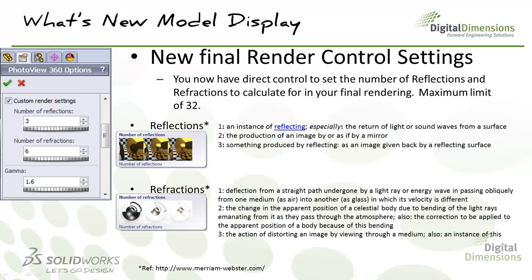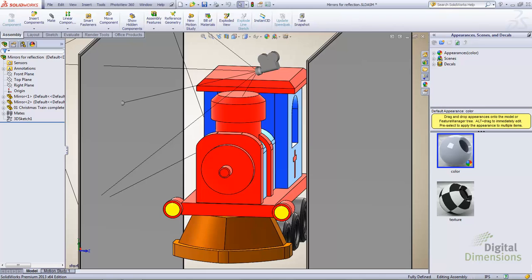Also new to SolidWorks 2013, they gave us the ability to control some new settings for our final render output. They include reflections and refractions, and we can set an upper limit on both of these items at 32. And back over here in SolidWorks, you'll see that I have my Christmas train positioned in between two mirrors. And I also have a camera view that was created just above the train, looking over the train into the mirror, so that way we can talk about reflections.